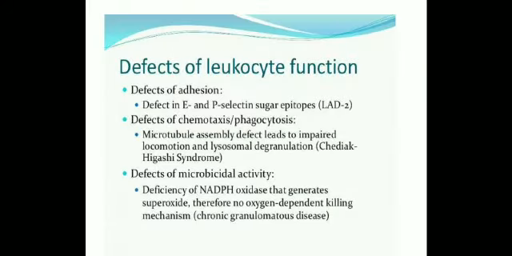So this is a summary that there can be defect in adhesion, for example, defect in E and P selectin sugar epitopes, as I told you about LAD1 and LAD2. Defects of chemotaxis or phagocytosis, for example, Chediak-Higashi syndrome. A defect of microbicidal activity will lead to chronic granulomatous disease. There is a deficiency of NADPH oxidase that then needs the superoxide. Therefore, no oxygen-dependent killing mechanisms are there, definitely leading to a defective leukocyte function. That is all about the outcomes of acute inflammation, leukocyte-induced injury, and defects in leukocyte function.